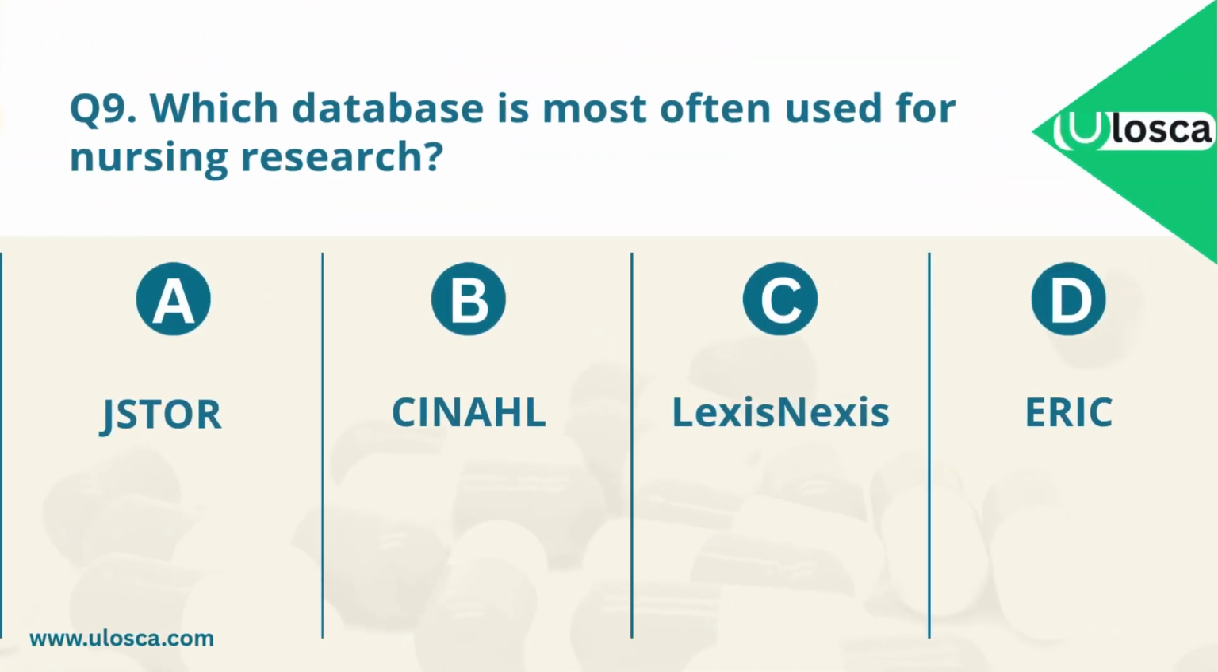Question 9. Which database is most often used for nursing research? A. JSTOR. B. CINAHL. C. LexisNexis. D. ERIC. Which one is the correct answer?